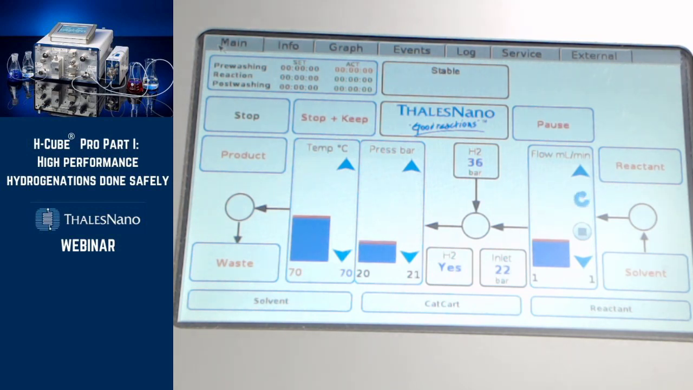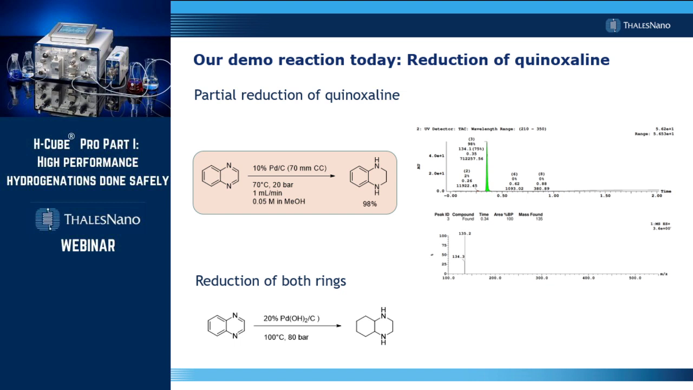Now you will be able to see the demo reaction, which we will perform today. This is the reduction of quinoxaline. We will perform a partial reduction to tetrahydroquinoxaline using palladium on charcoal as a catalyst. The reaction conditions are 70 degrees Celsius, 20 bar pressure, 1 milliliter per minute flow rate, and the concentration will be 0.05 molar in methanol. Because the starting material and the product are basically colorless, I also brought you an HPLC chromatogram after such a hydrogenation reaction. You can see that the product can be produced in 98% purity without any purification.